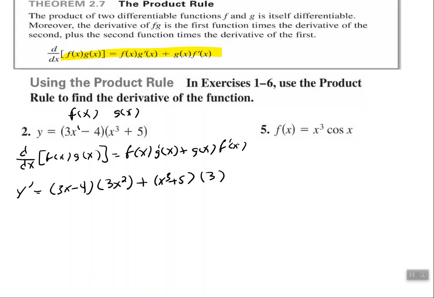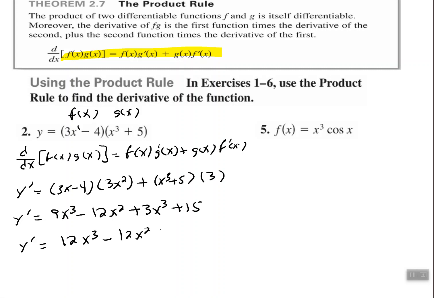Alright, and then we want to clean this up a little bit. So let's distribute and combine like terms. Okay, so it looks like we can combine the 9x to the third and the 3x to the third. And that's it.